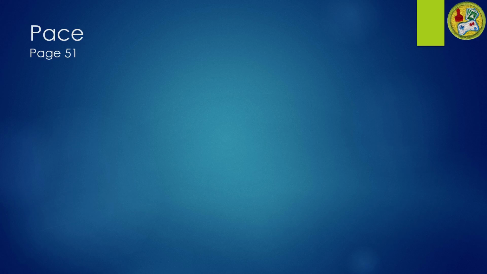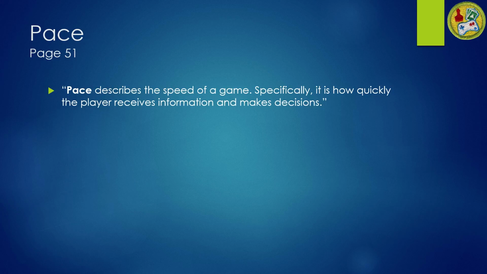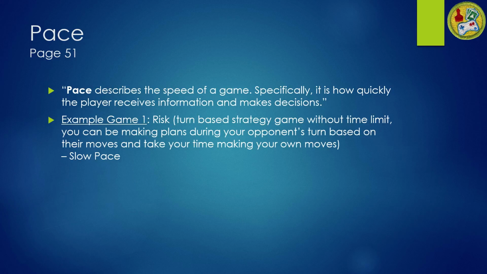Alright, time for pace. This is found on page 51. Pace describes the speed of a game. Specifically, it is how quickly the player receives information and makes decisions. Our first example is Risk for a slow-paced game. This is a turn-based strategy game without turn time limits. You can make plans during your opponent's turn based on their moves and take your time making your own moves.